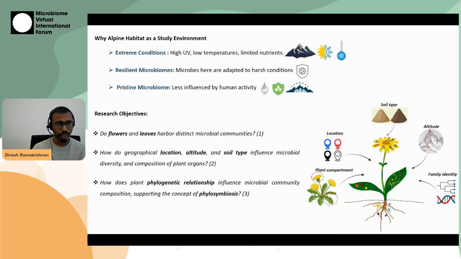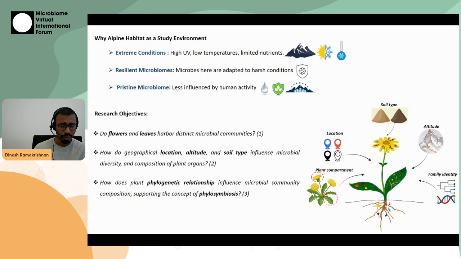So we chose the alpine ecosystem because it offers a pristine environment with high UV exposure, low temperatures, and limited nutrients. So the microbes here are adapted to harsh conditions, which makes them resilient. Our main objective was understanding how microbial communities vary between these plant compartments. Especially, we focused on flowers and leaves.